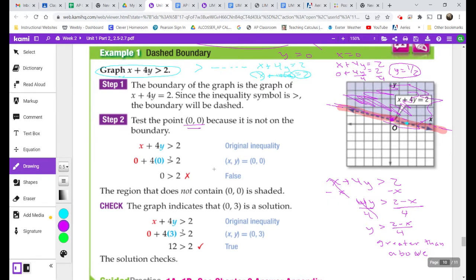So there's two ways to do it. You can plug in 0 and 0 and find out if it works. If it works, you shade where 0 is. If it doesn't work, you don't shade where 0 is. Or we can just solve for y in whichever way it points. If it points greater than, it'll shade above. If it points less than, you'll shade below.